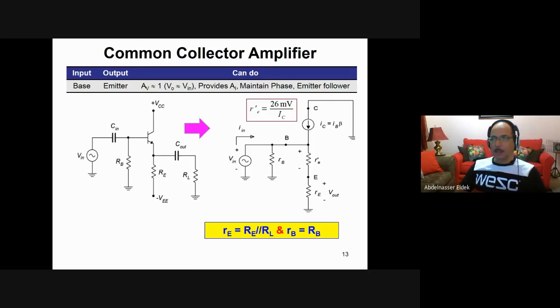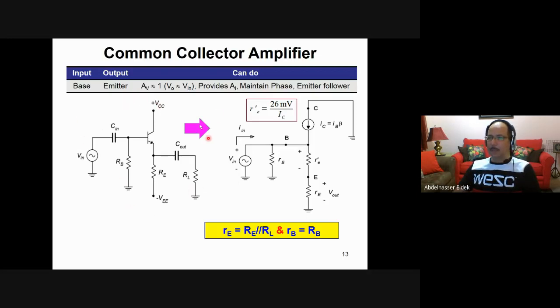This is the second design, called common collector. As I mentioned before, this one is used to actually provide current gain, but for the voltage, it is not giving you amplification. But it doesn't have inversion, so in the relation between input and output, there is no negative sign.